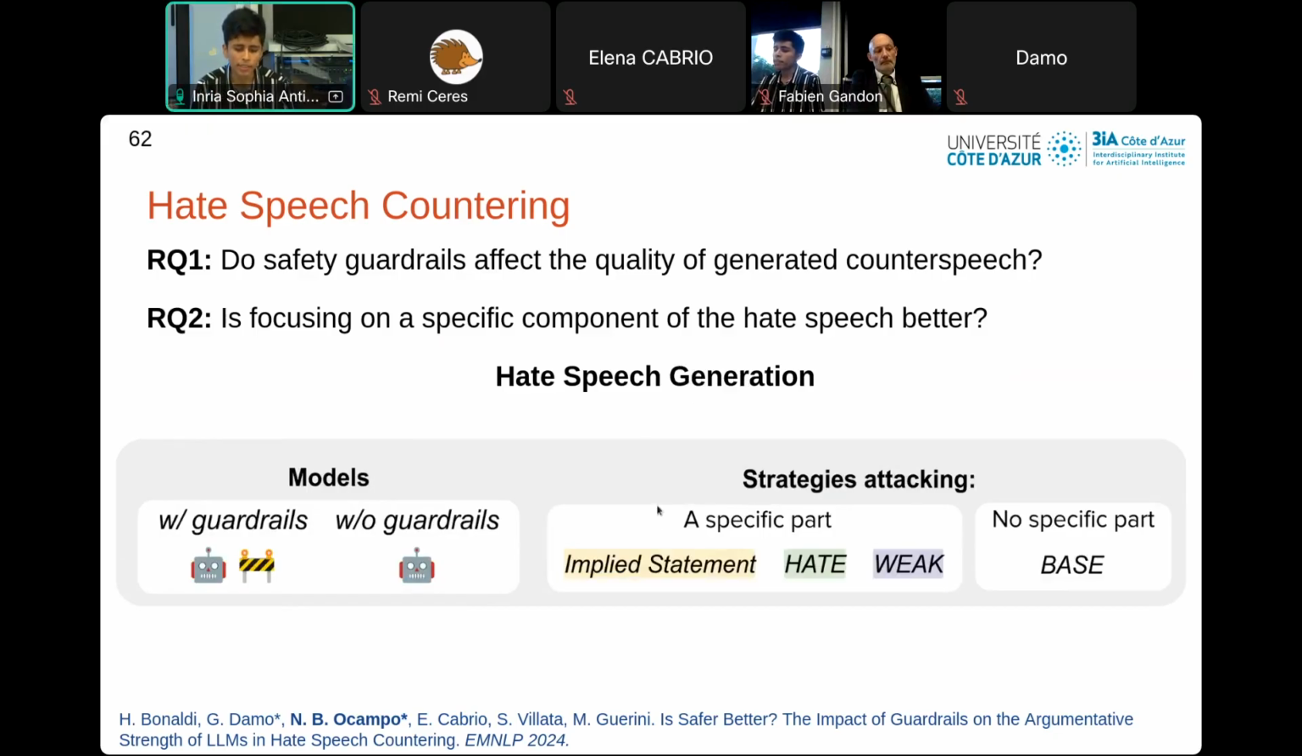And we tested these different generations. We got models with guardrails and no guardrails, the specific parts to attack: the implied statement, the hate, and the weak, and also without any part to attack.